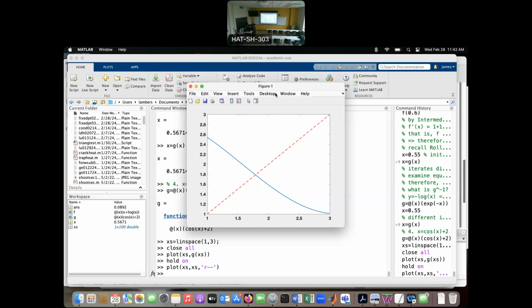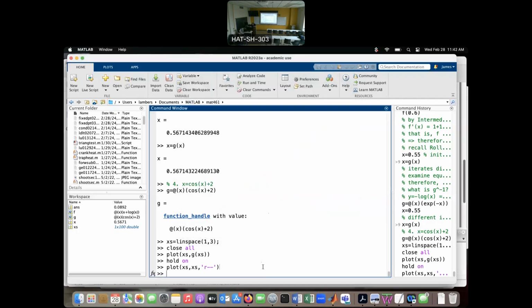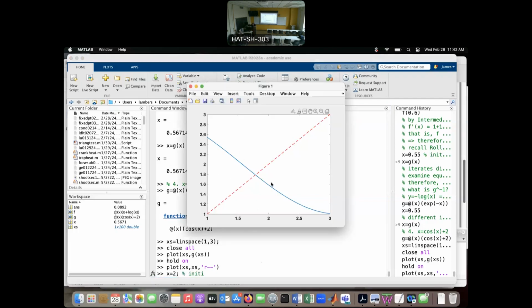All right. So now what I'm going to do is, on the same graph, I'm going to plot. Okay, so I can set an initial guess in between. So we're doing x between 1 and 3, so I'll just pick a different guess in between.